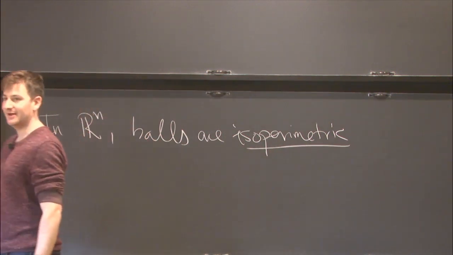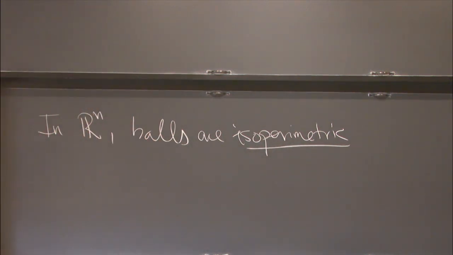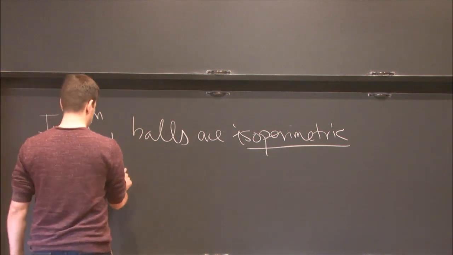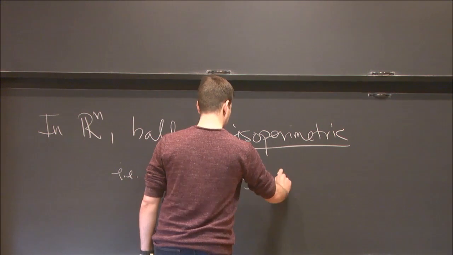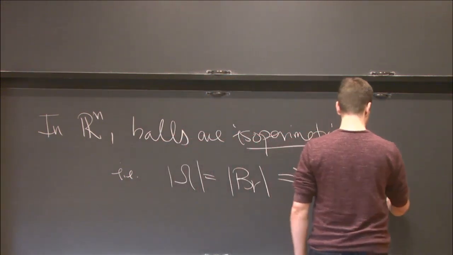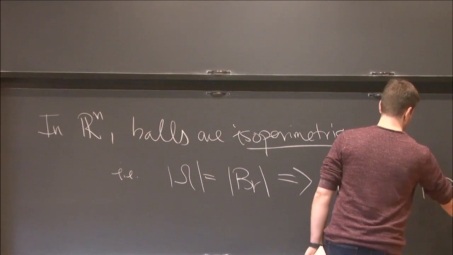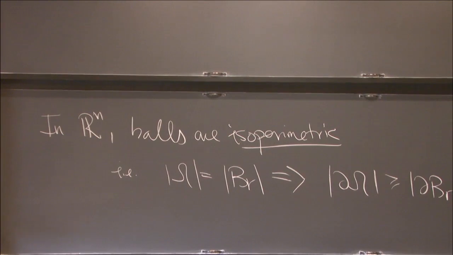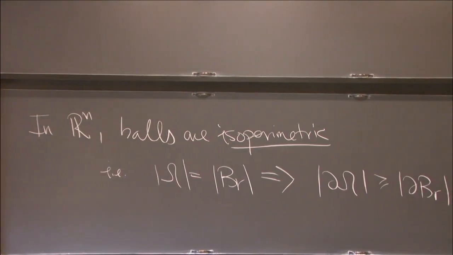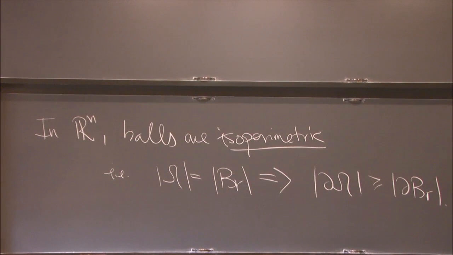Okay, so I'll start with the following fact, which I think everyone knows. In Euclidean space, the Euclidean round ball is isoperimetric. In other words, if you contain the same volume as the ball, the surface area is more. And if you have equality, then morally you're equal to the ball. Maybe there's some small set of measure zero. Okay. Right. So that's clear.